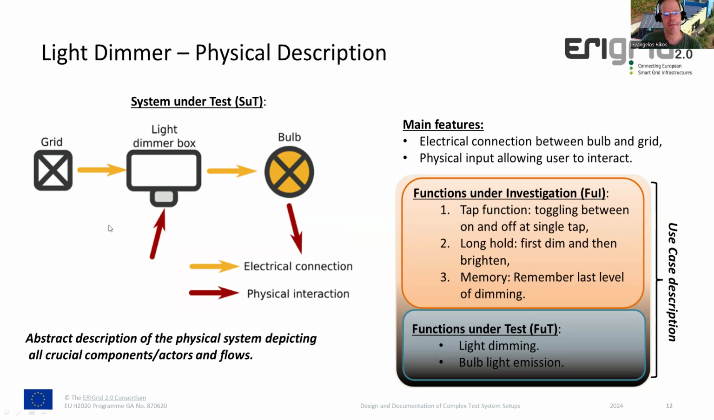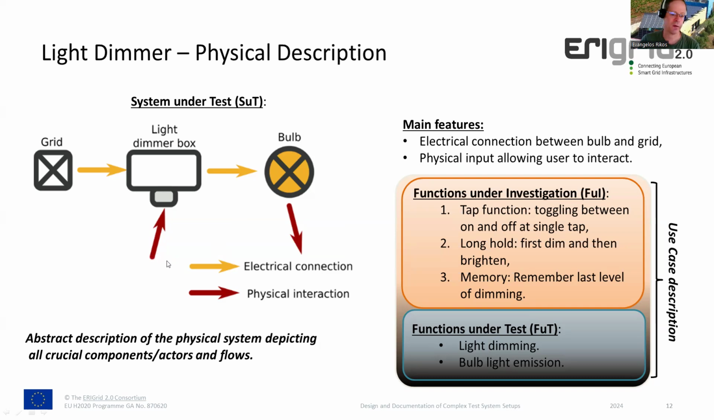For example, we have electrical connections between the grid and the light dimmer, or between the light dimmer and the light bulb, depicted as orange arrows, also showing the energy flows over time. And there are also interfaces illustrating interaction with the outside world, depicted as red arrows.